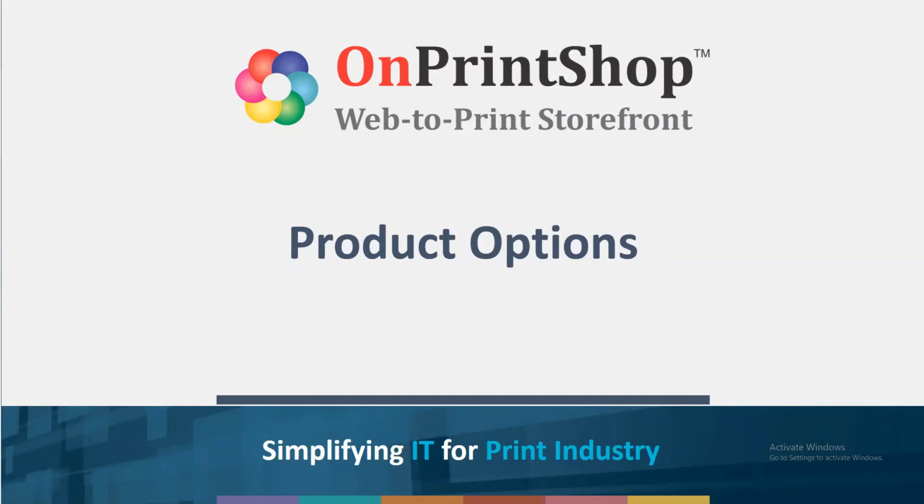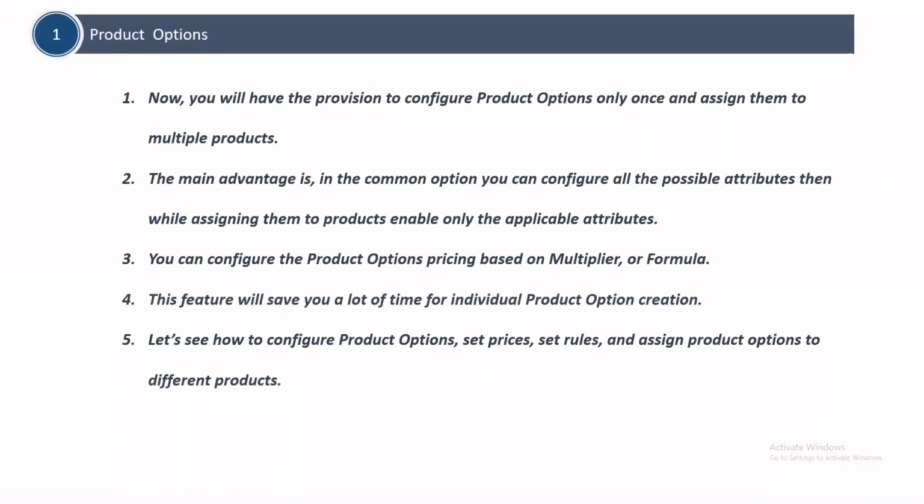This video is about product options. Now, you will have the provision to configure product options only once and assign them to multiple products. The main advantage is in the common option, you can configure all the possible attributes. Then, while assigning them to products, enable only the applicable attributes.